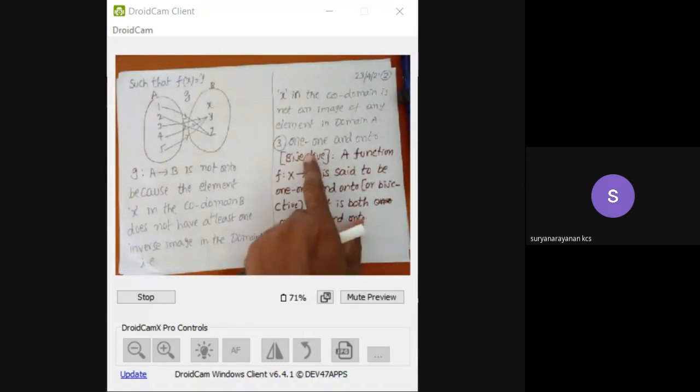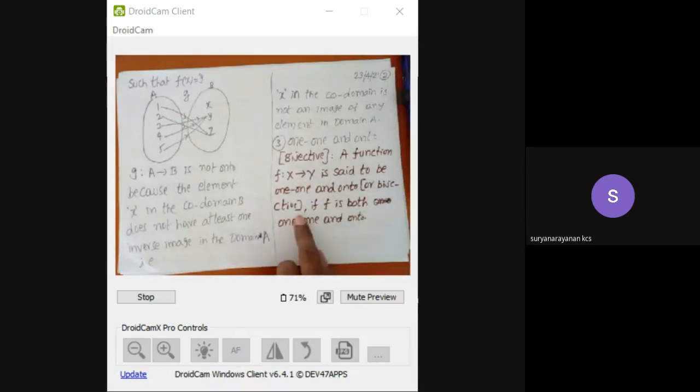So, bijective is also called one-one and onto. A function f, a mapping from x to y, is said to be one-one and onto, or bijective, if f is both one-one and onto. This is the third type of function. The entire exercise is based on these 3 types of functions.